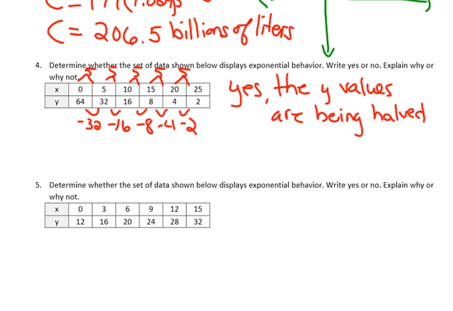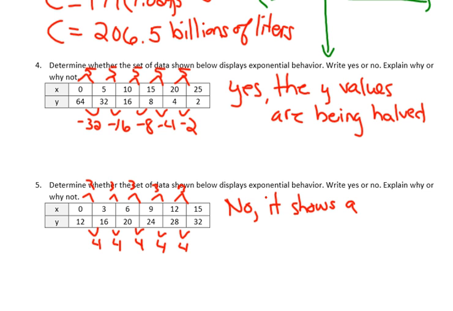Determine whether the set of data shown below displays exponential behavior. Yes or no. Again, I'm first going to look to see if it's linear, because that's the easiest way to check. Here I'm going up by 4s each time. Here I'm going up by 3s. I know I'm doing it backwards. Well, because this is constant, that is not exponential behavior. So this would be a no. It shows a constant rate of change, which means if I were to graph that one, it would give me a linear function.